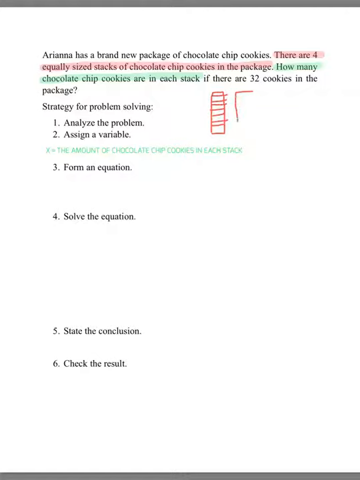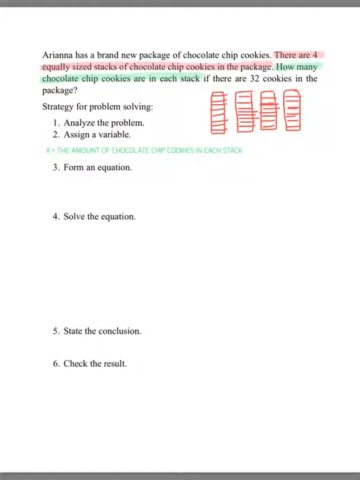And we're going to have 4 of these, equally sized, so they're all the same height. Now my pictures may not be drawn to scale, but this is just a rough sketch of what's happening. These are all just a bunch of chocolate chip cookies stacked on top of each other. So there we go. 4 equally sized stacks of chocolate chip cookies.